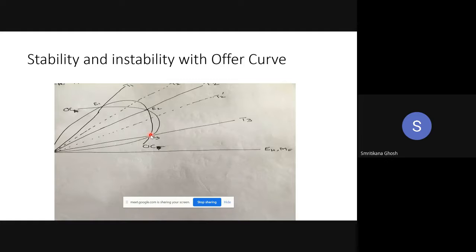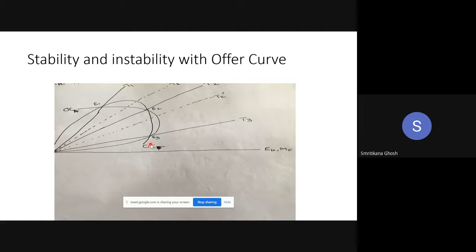This is another extreme case. It may be possible that one is upward rising, one is backward bending. Then you will get two equilibrium points. But here we are considering the extreme case where both are backward bending, and then we can get three equilibrium points, E1, E2, and E3. The question is whether all the equilibrium points are stable or not, because the economy is not interested to go to the unstable equilibrium. So which one is stable?